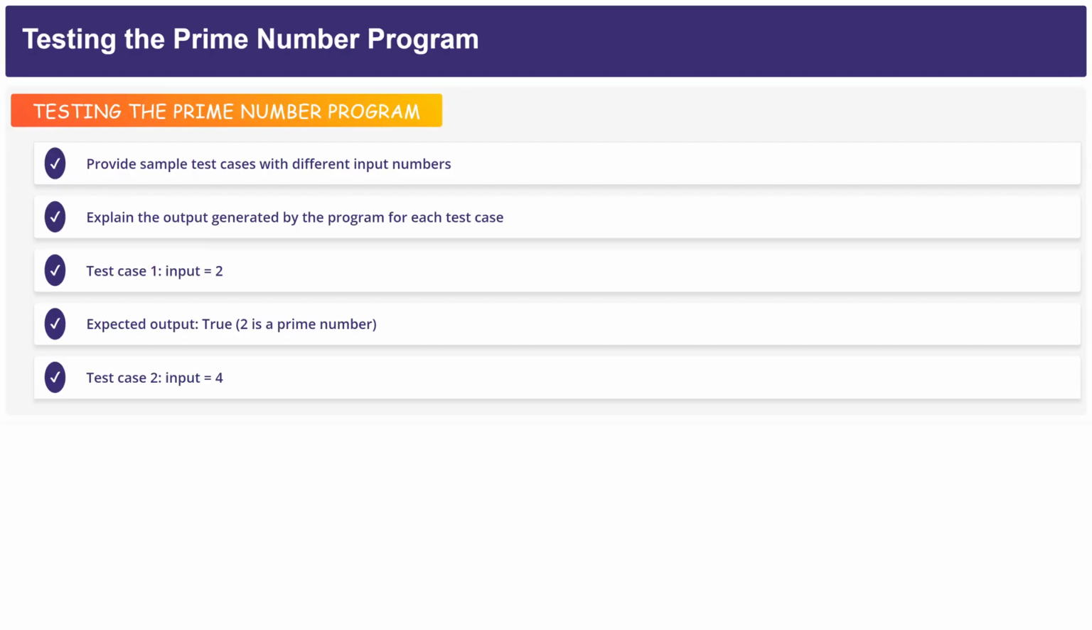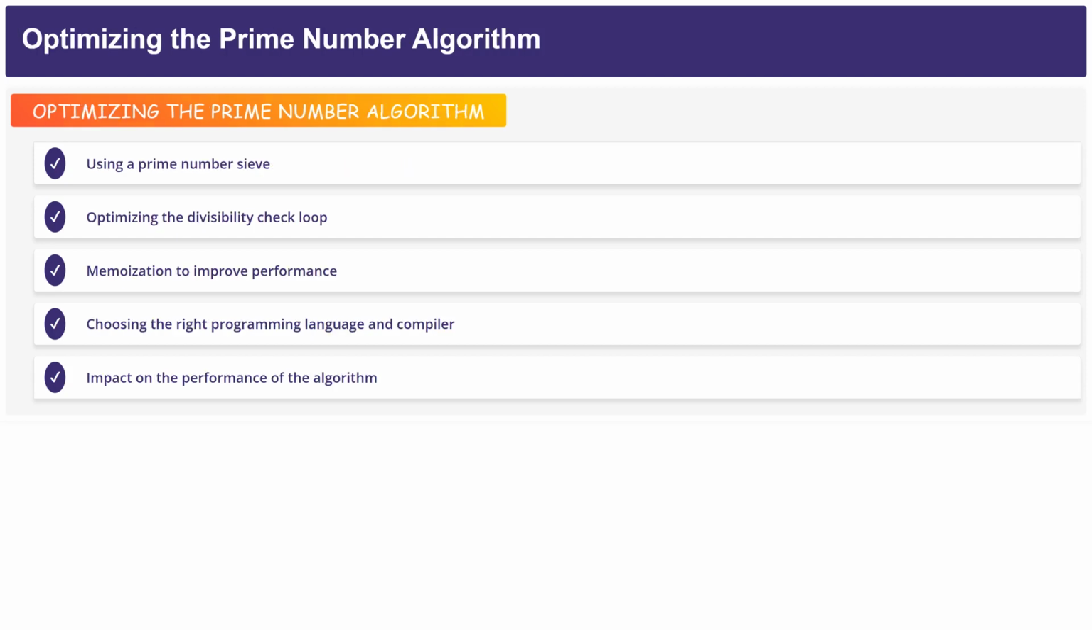Now that we have coded the prime number program, let's test it. In this slide, we will learn how to test the prime number program. We will provide sample test cases with different input numbers and explain the output generated by the program for each test case. Now, let's discuss how we can optimize the prime number algorithm.